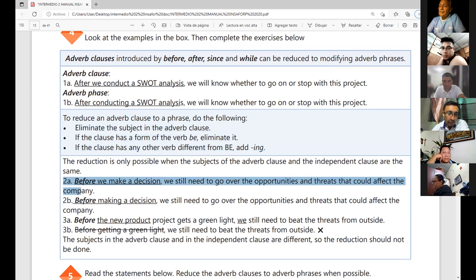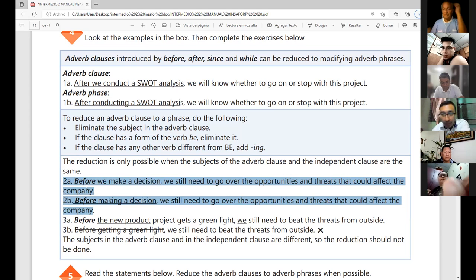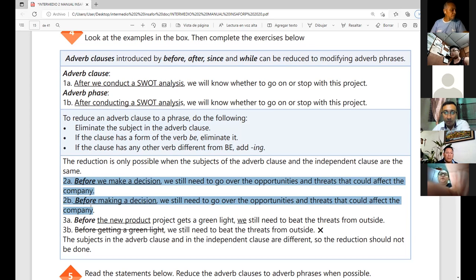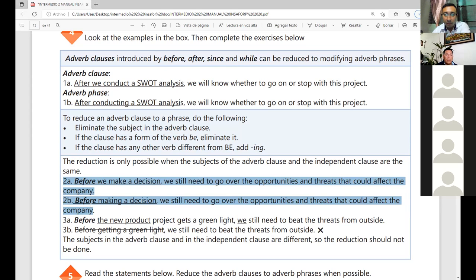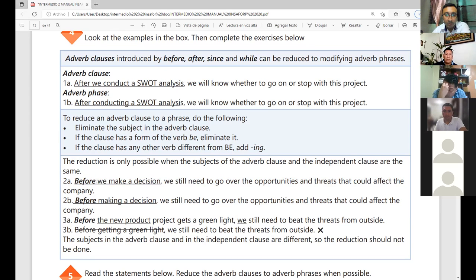Okay, here we have. Miss Estela, can you help us to read the two sentences, please? Before we make a decision, we still need to go over the opportunities and threats that could affect the company. Exactly. And the second one, please. Before making a decision, we still need to go over the opportunities and threats that could affect the company. Excellent. As you can see, here the subject is we. In the second sentence, the subject is we. So we reduce by adding the ing form.